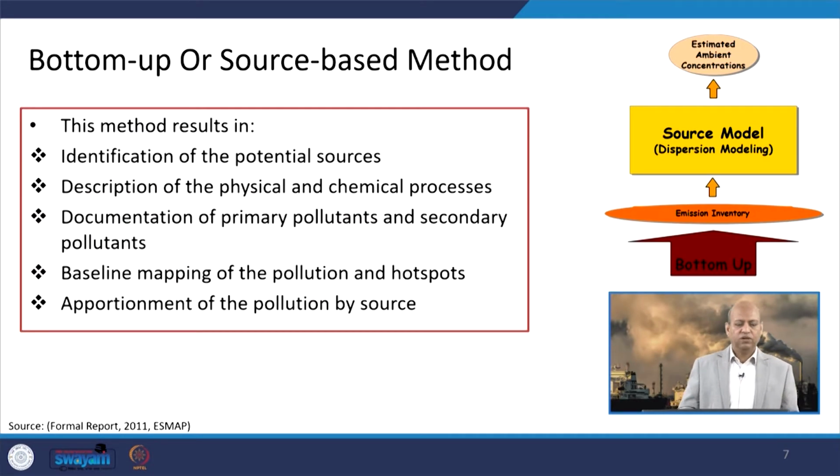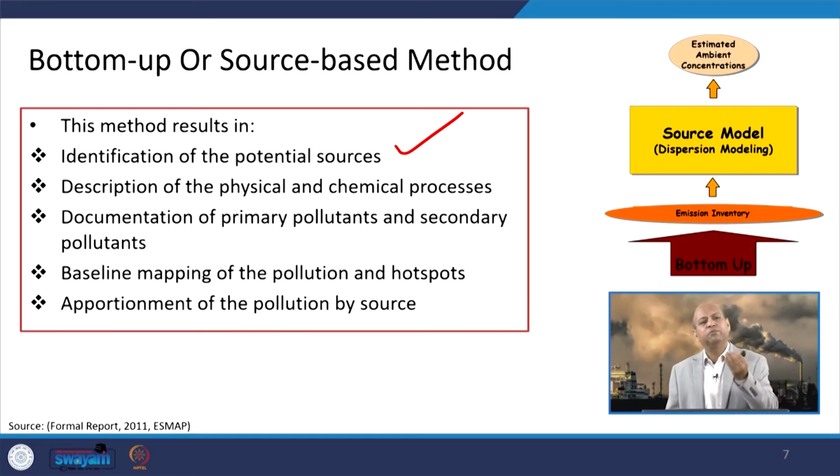Basically, when we talk about the bottom up or source based approach, we go through different steps, like identification of the potential or important sources, and description of the physical and chemical processes which will contribute to the formation of secondary aerosols or pollutants. So, we have to document the primary pollutants and secondary pollutants which will be there because of the emissions of different types of pollutants.